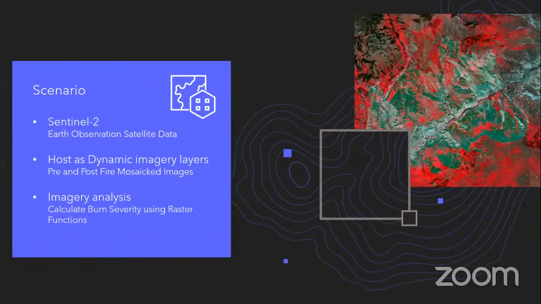You'll see that the imagery will be hosted as a dynamic imagery layer, which allows not only for on-the-fly rendering of the images, but also quickly visualizing in various render properties, such as color infrared, natural color, shortwave infrared, and many others, depending on the band combination that you intend to use. So this allows us to easily visualize the area of interest in both the pre-fire and post-fire image mosaics. We will also perform image analysis to calculate the burn severity using the raster function templates.